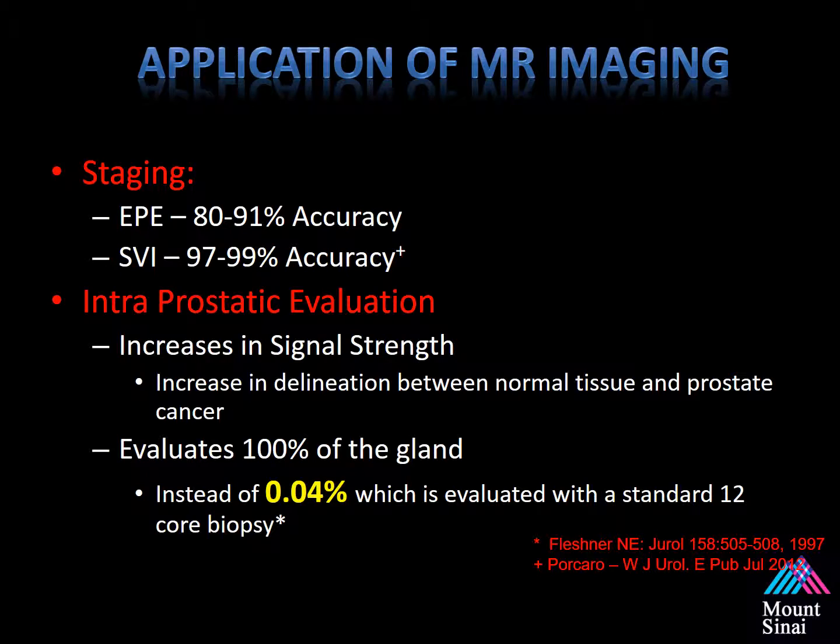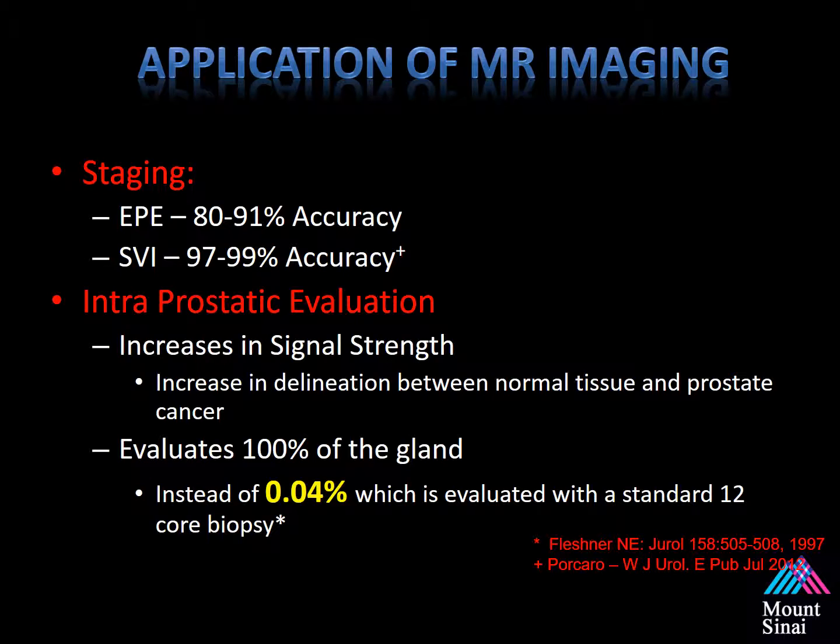After going through and learning how to recognize lesions, the bigger picture is what's the application of this new imaging? Well, staging: you can look at extraprostatic extension, which is typically what MRI was developed for or used for initially, which is 80 to 91% accuracy. Seminal vesicle invasion is approximately 97 to 99% accuracy in determining if there's invasion.